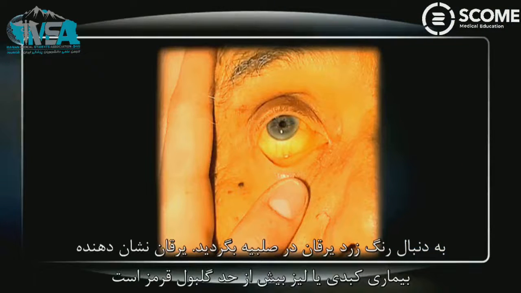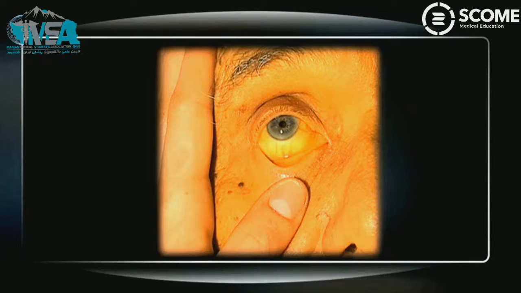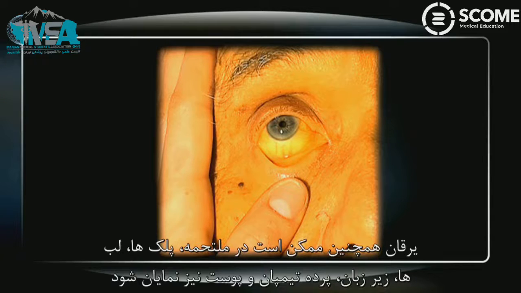Look for the yellow color of jaundice in the sclera. Jaundice suggests liver disease or excessive hemolysis of red blood cells. Jaundice may also appear in the palpebral conjunctiva, lips, hard palate, undersurface of the tongue, tympanic membrane, and skin.